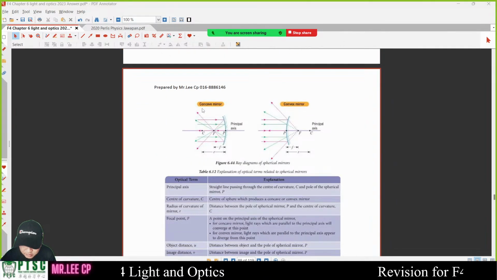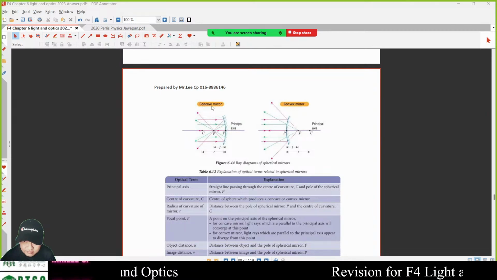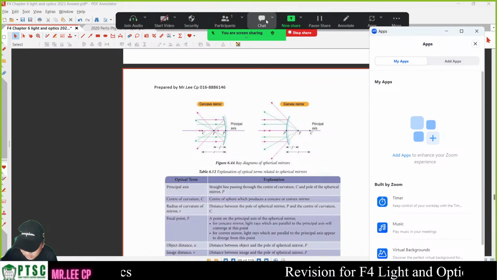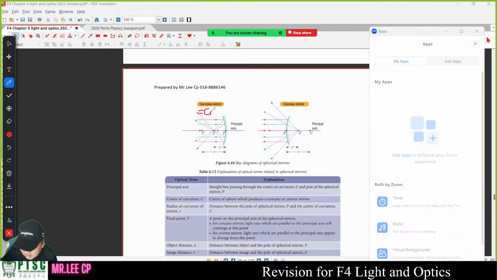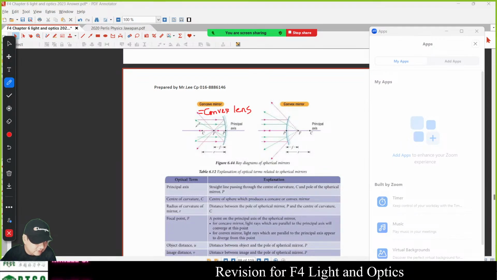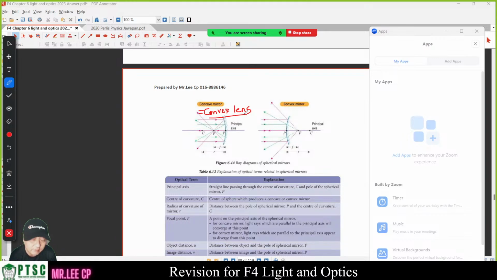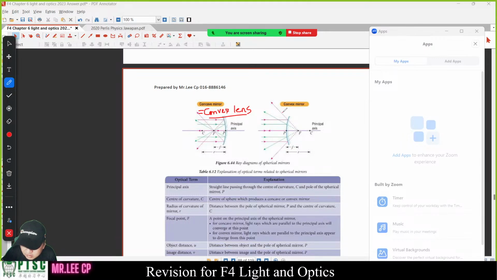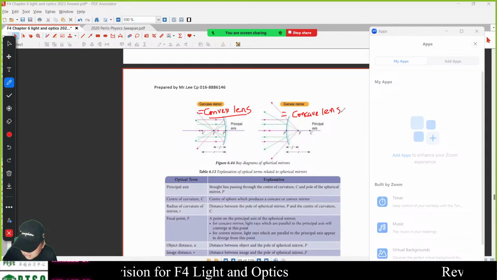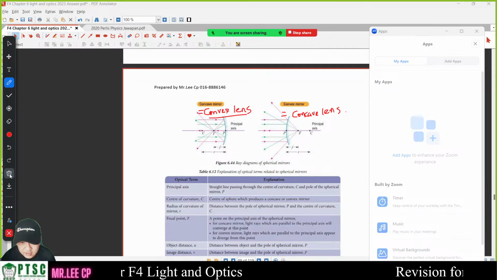Concave mirror has the same drawing as convex lens. So their characteristics, if you have memorized the lens one already, it is the same as a concave mirror. This one, convex mirror, it is the same as concave lens. Their characteristics are the same. Okay, it is the same.